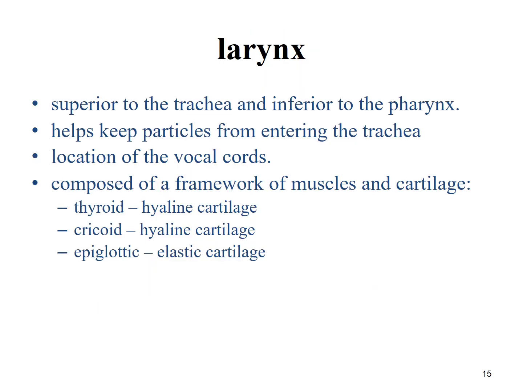The larynx is superior to the trachea and inferior to the pharynx. The function of the larynx is to help keep particles from entering the trachea. It is also the location of the vocal cords. It consists of a framework of muscle and cartilage. The largest piece of cartilage is the thyroid cartilage, also referred to as the Adam's apple. Inferior to this is the cricoid cartilage. This extends all the way around the back of the larynx. The epiglottic cartilage, or epiglottis, is a flap of elastic cartilage. This is the flap that flips down and covers the opening of the trachea when swallowing food.